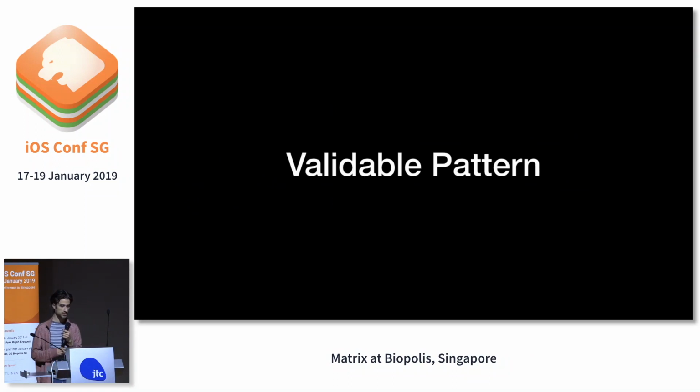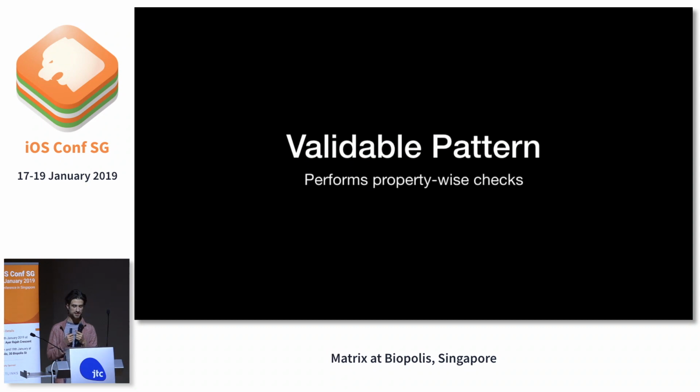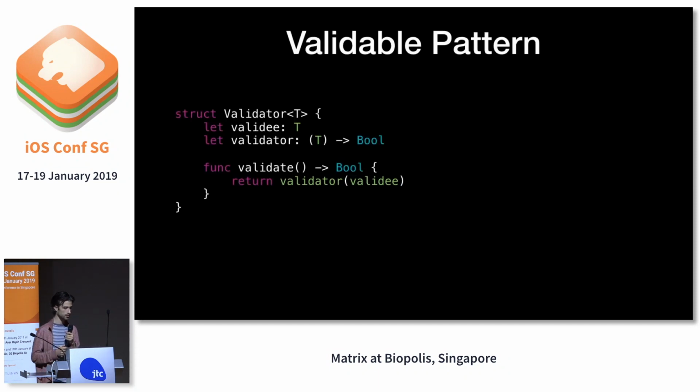And so to finish this overview of what you can do with KeyPaths, I want to talk to you about a third pattern. It's called the Validable pattern, and the idea is that it will enable you to perform some property-wise checks on an object. To implement this pattern, we're going to define a struct called a validator. You'll see that it's quite similar to the predicate struct I've showed before.